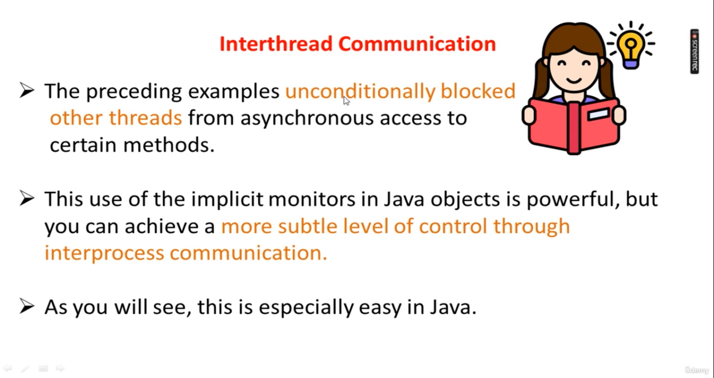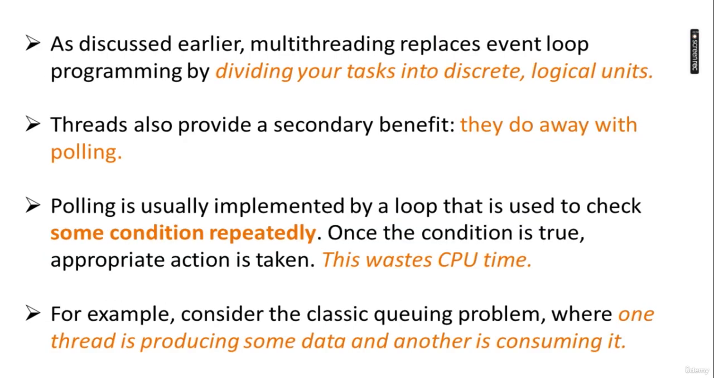The preceding examples unconditionally block other threads from asynchronous access to certain methods. There are multiple threads running, but they unconditionally block each other. This use of implicit monitors in Java objects is powerful, but you can achieve a more subtle level of control through inter-process communication, and especially in Java.